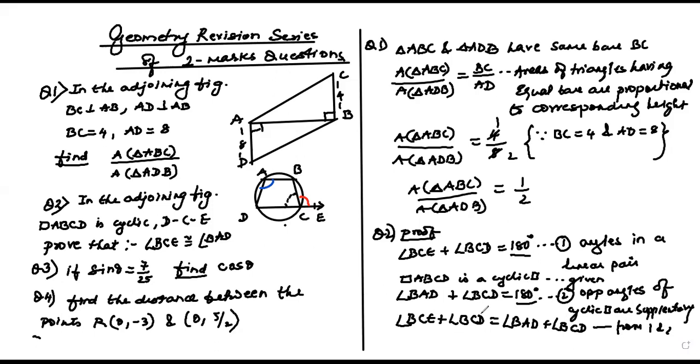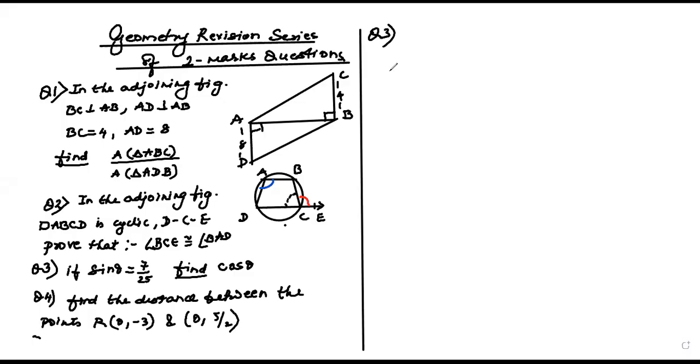Okay. Then you can see, children, BCD gets cancelled. So what you are left with: angle BCE is congruent to angle BAD. A very simple sum, children. You can see this. There was shortage of space, children. I had to rub off that question number 1 and question number 2, already solved.